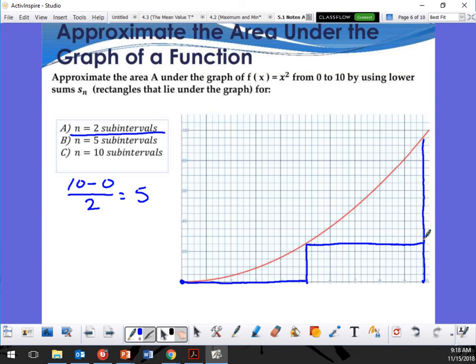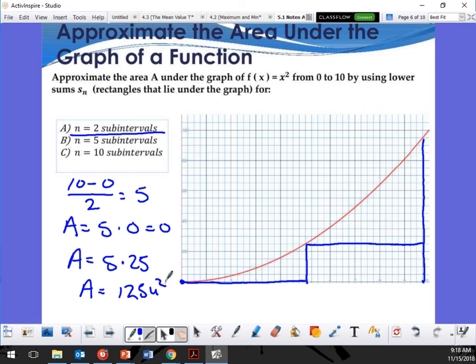So my area 1 is going to be my width, which is 5, times my height, which is 0. Area 2 is going to be my width of 5 times my height of 25. And so that gives me a total area of 125 units squared.